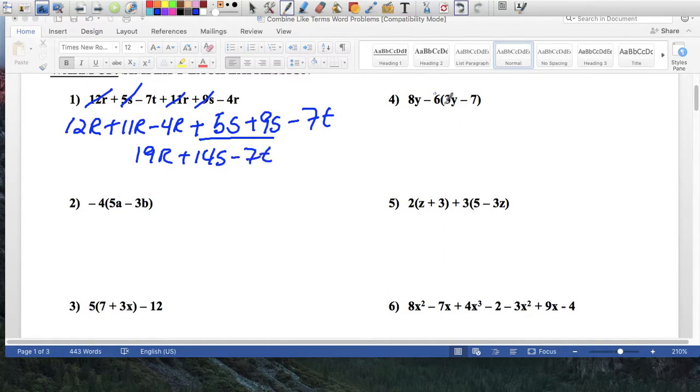That was easy enough. 8y, negative 6 times a positive is negative 18y. Negative times a negative is positive 42. I can combine these two now, right? And that gives me negative 10y plus 42.